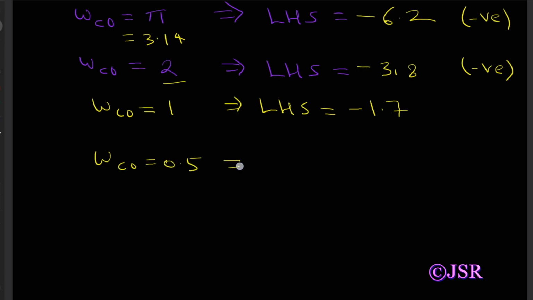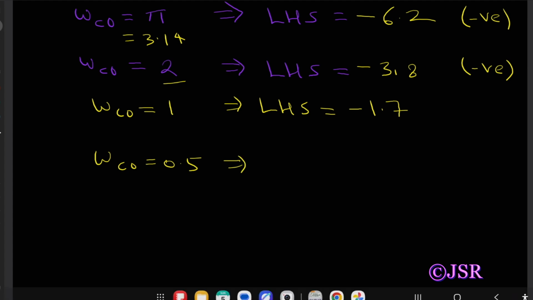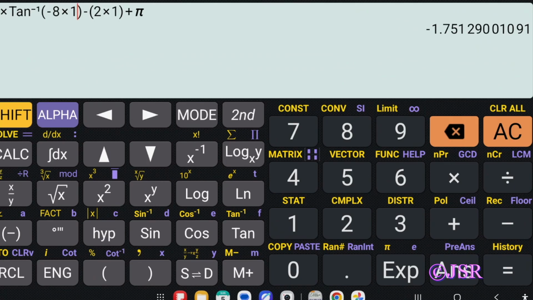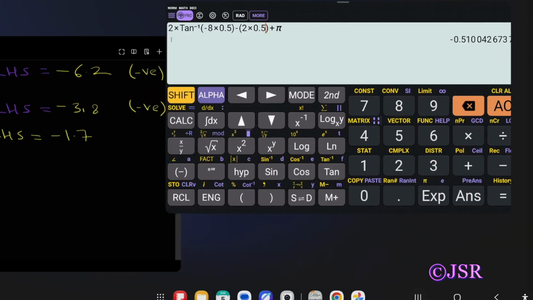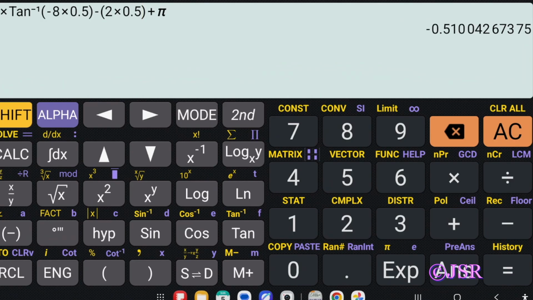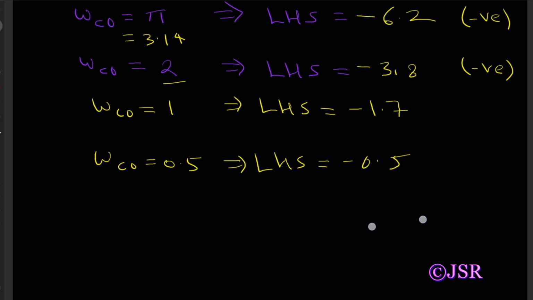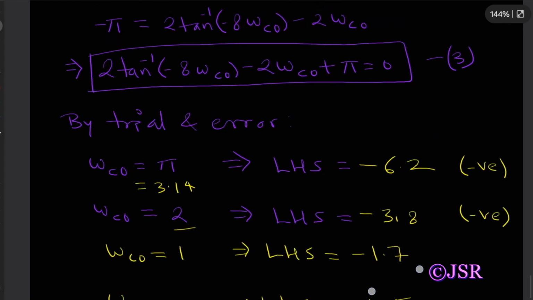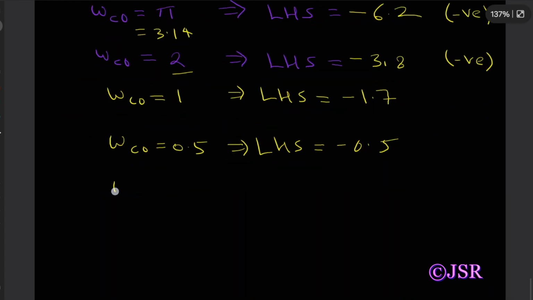So omega CO 0.5. If we put omega equal to 0.5, we are getting minus 0.5. So left hand side is equal to minus 0.5. So it's decreasing, but the sign is still negative. So 2 tan inverse minus 8 omega minus 2 omega plus pi. So that's our expression.